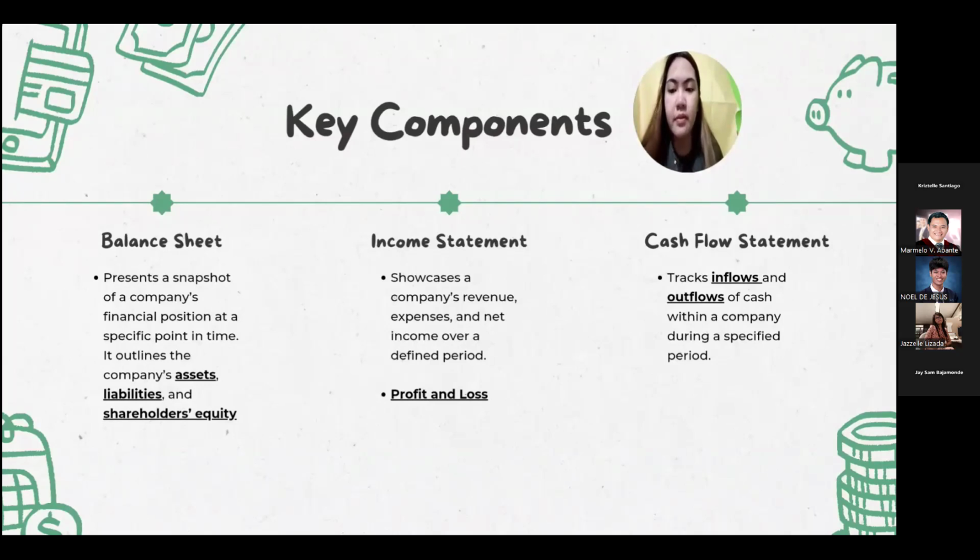So in order for them to get their net income, they must subtract the cost of goods sold from the revenue, and after they get that, they need to subtract the operating expenses, the interest, and the taxes, so that they can get their final net income.